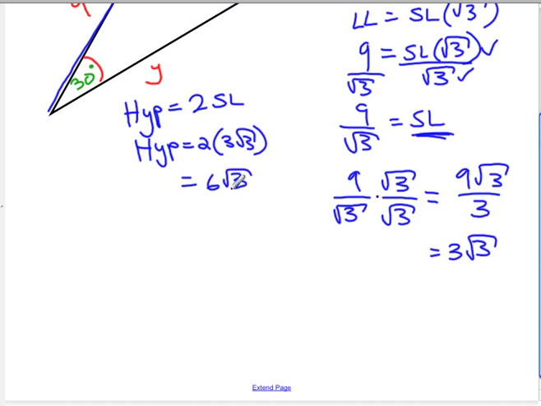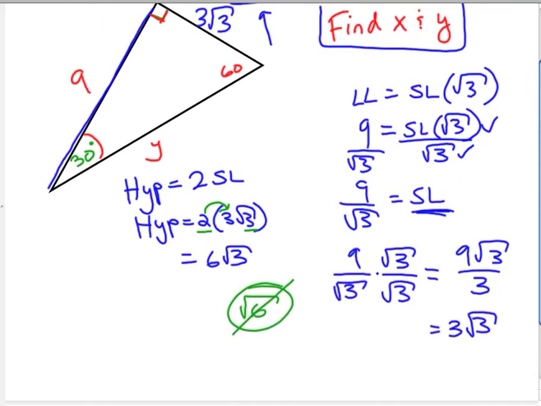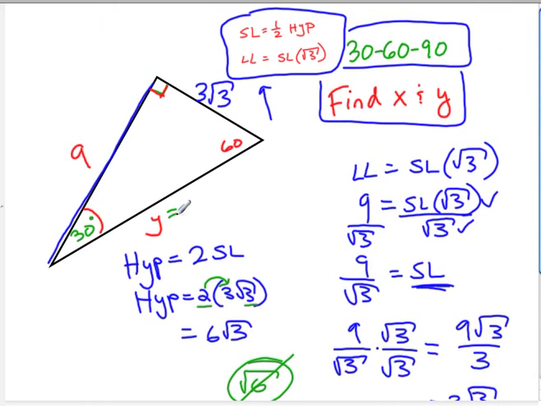Notice that when I distribute, I only multiply that. You can't multiply 2 times the square root of 3 and get the square root of 6. That would be wrong. And so the hypotenuse is 6 times the square root of 3.